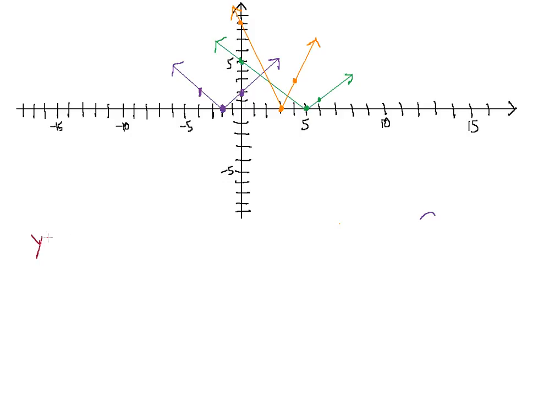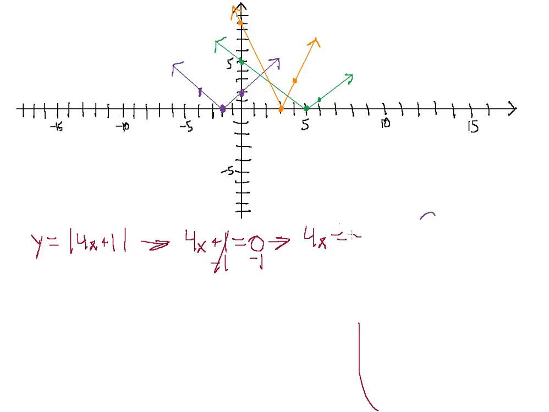Let's say we have the absolute value equation y equals the absolute value of 4x plus 1. All right, we're going to need to find the vertex, so let's set the expression inside the absolute value bars, 4x plus 1, equal to 0 and solve for x. Subtract 1 from both sides. That'll give us 4x is equal to minus 1. All right, we can divide both sides by 4. That'll isolate our variable. So x is equal to minus 1/4.